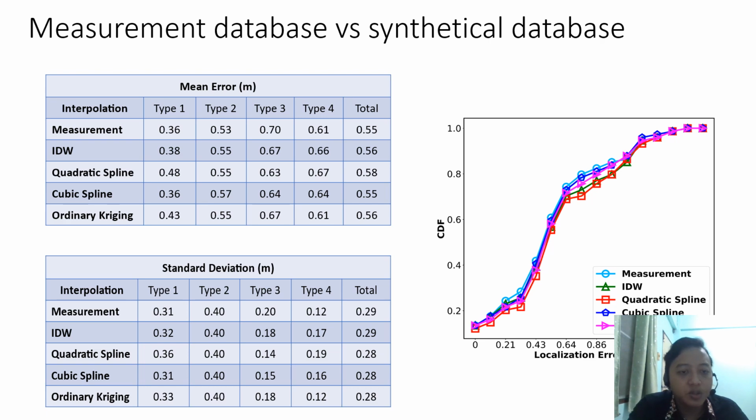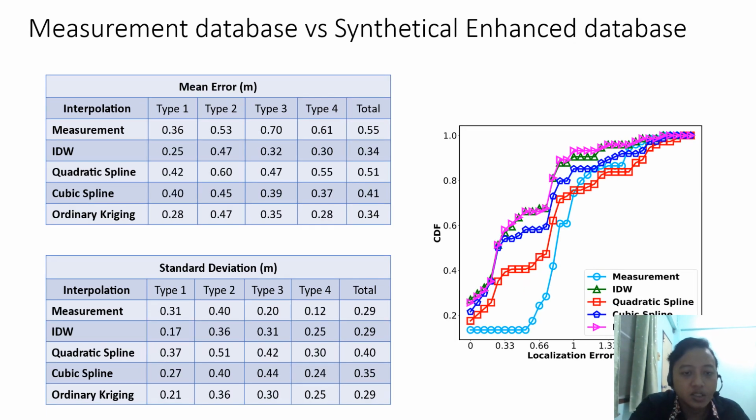For the fingerprint database enhancement result, we found that every spatial interpolation technique decreased the mean positioning error. The IDW and ordinary kriging can increase the accuracy up to 38.2%. Meanwhile, the quadratic spline has the lowest error reduction, around 7.2%.